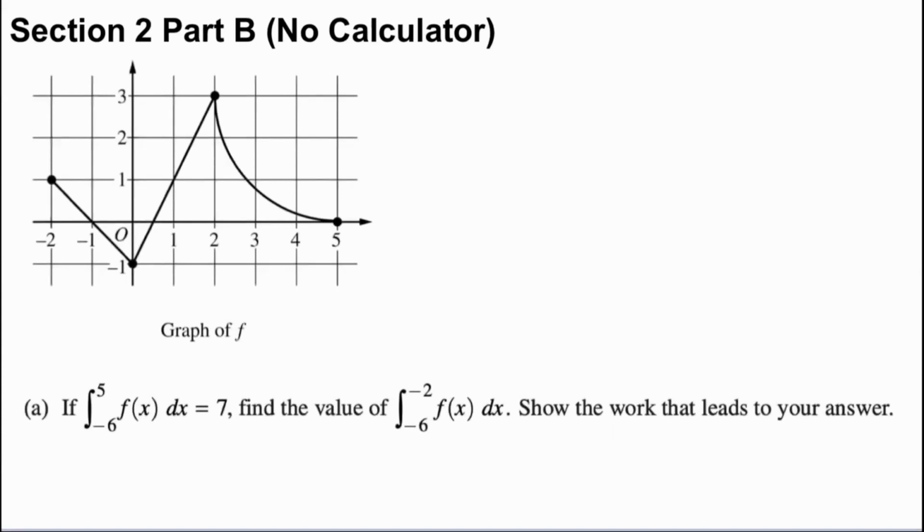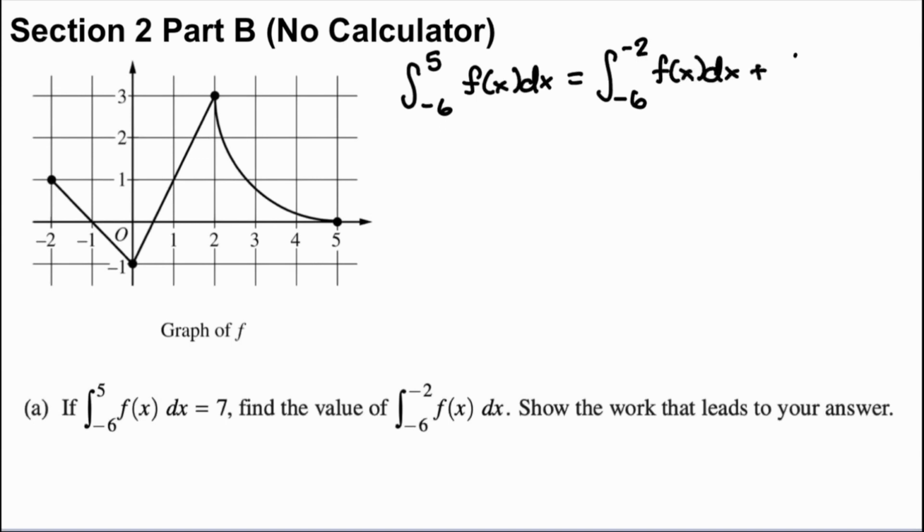So we're going to break apart this initial integral. We have the integral from -6 to 5 of f of x dx, and we're going to split it to yield the integral from -6 to -2 of f of x dx plus the integral from -2 to 5 of f of x dx. Now there's a reason I did this. It's because we know the value of this guy right here. It's given to us as 7.